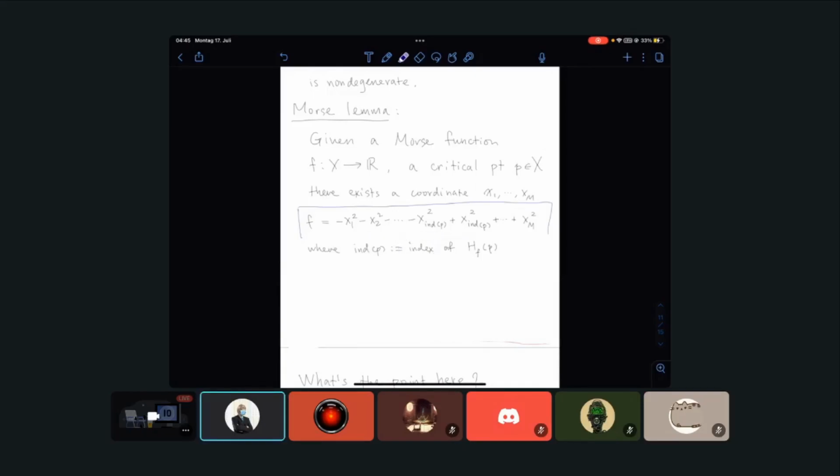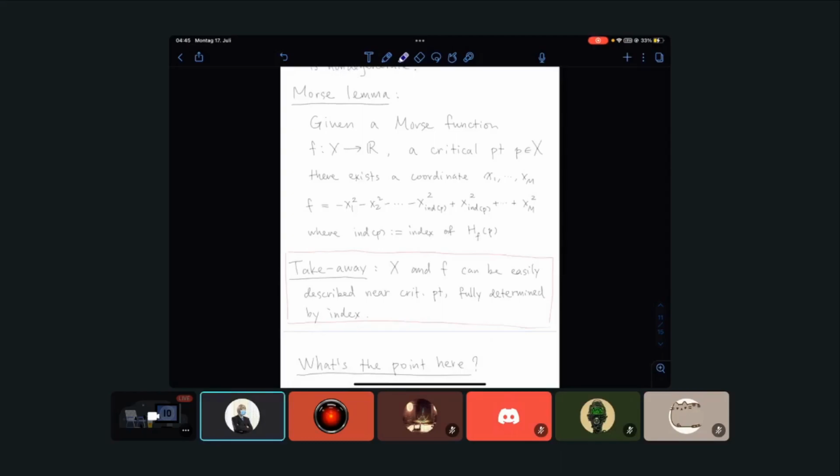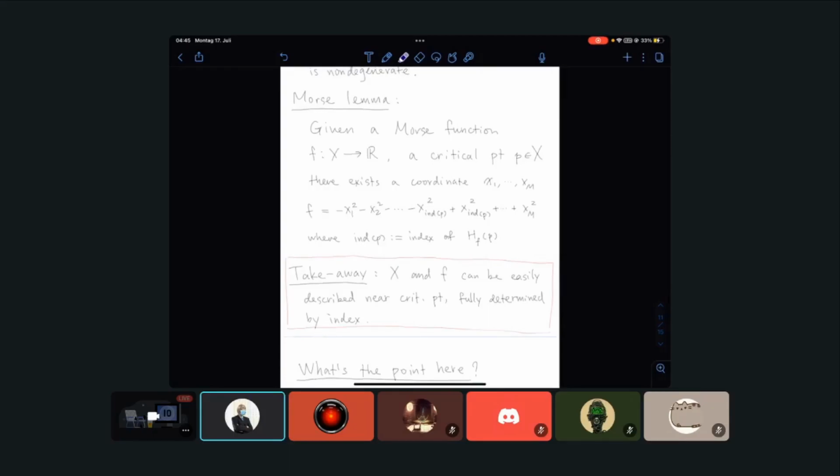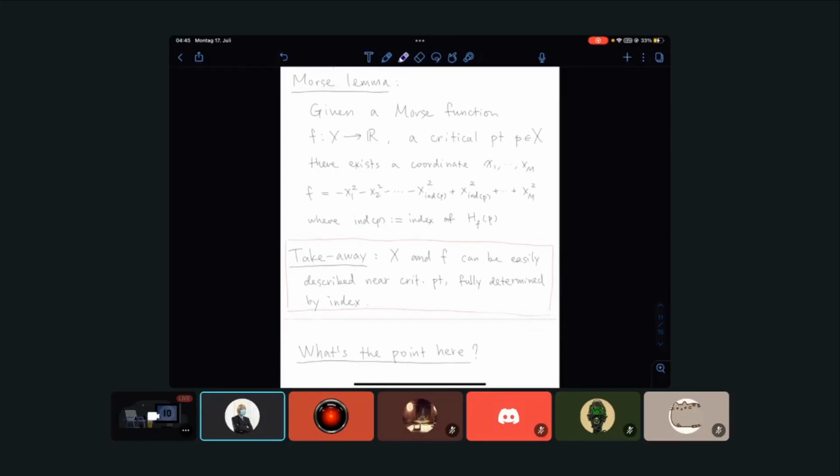So this will happen in general as long as you pick a Morse function. The takeaway here is just that if f is a Morse function, then f can be easily described near the critical point, and it's fully determined by the index.